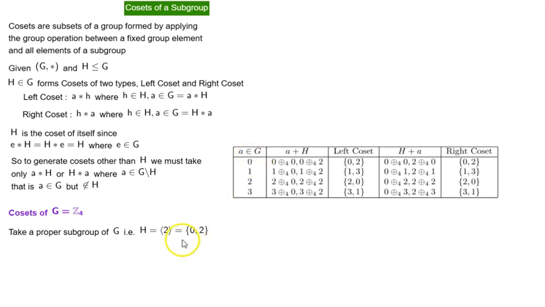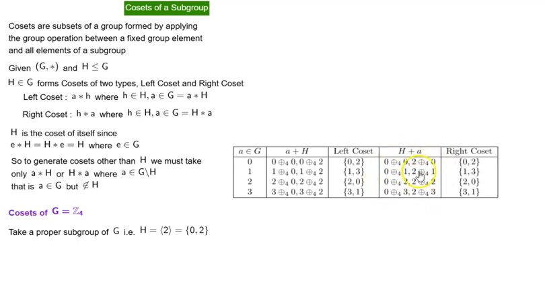So 0 plus 0, 0 plus 2, which gives us 0, 2. Then 1 plus 0, 1 plus 2, which gives us 1, 3. 2 plus 0, 2 plus 2, which gives us 2 plus 0 is 2, and 2 plus 2, remember, it is not 4, it is 0 under addition modulo 4. Next, 3 plus 0, 3 plus 2. So 3 plus 0 is 3, 3 plus 2 is 1. Okay, so we have got the left cosets.